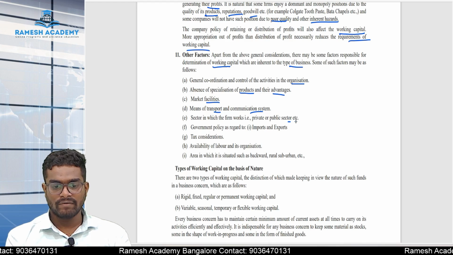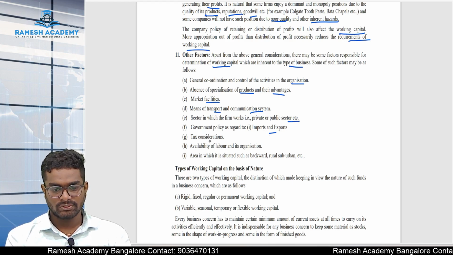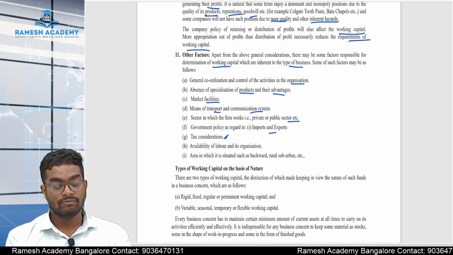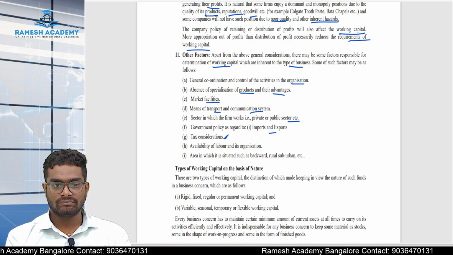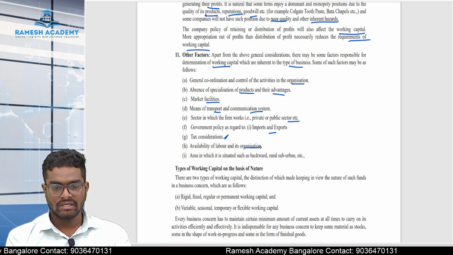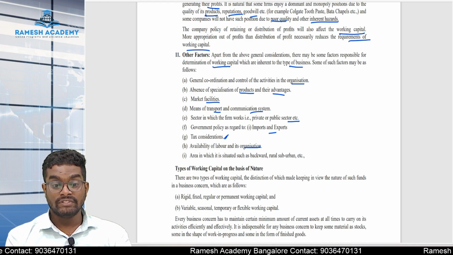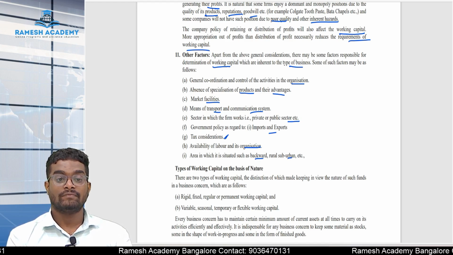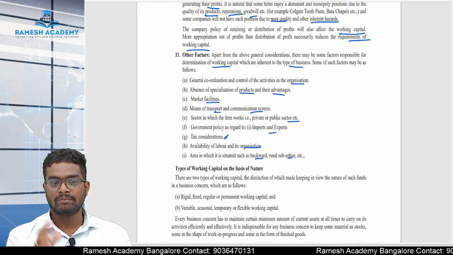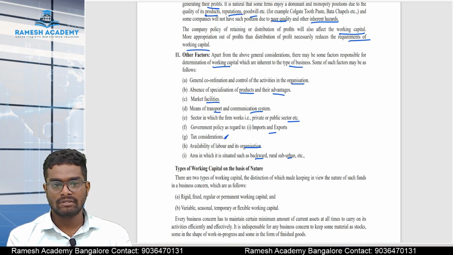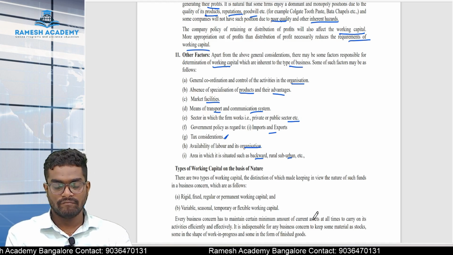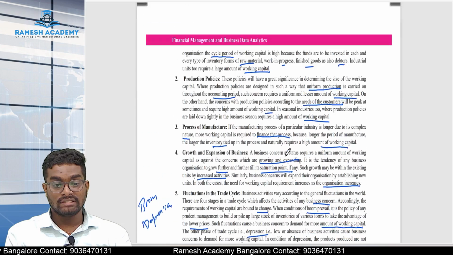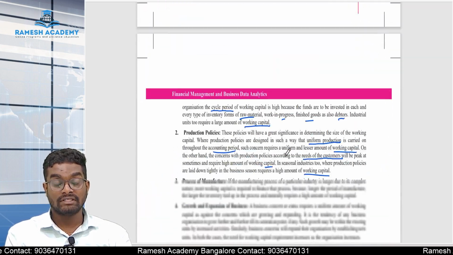Sector in which the firms work, private or public sector, and government policy as regards imports and exports. Tax consideration. Sometimes we have to make the tax payment, which is the GST in India. Availability of labor and its organization, and the area in which it is situated, backward or sub-rural, rural or suburban. In those regions, we have to make lesser payment of wages. But if you are in urban cities like Mumbai, Delhi, Kolkata, Chennai, Bangalore and all, you have to make higher payments to the employees. Okay, these are the factors or determinants which affect the working capital.